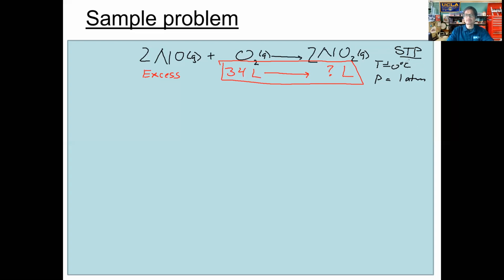Furthermore, you need to recognize that if we are going to use STP and all these are gases, we can use the molar volume as our conversion factor. All right, with that said, let's go ahead and start solving this problem.